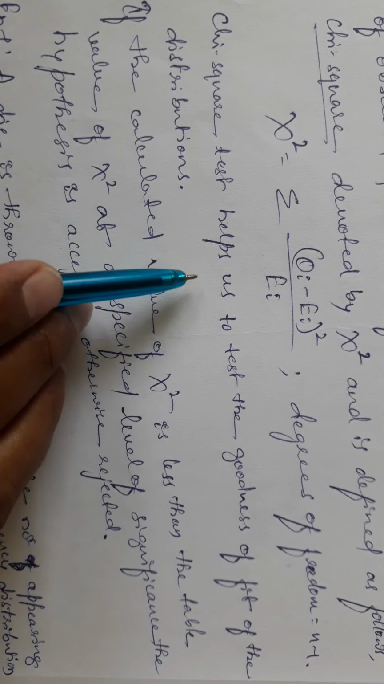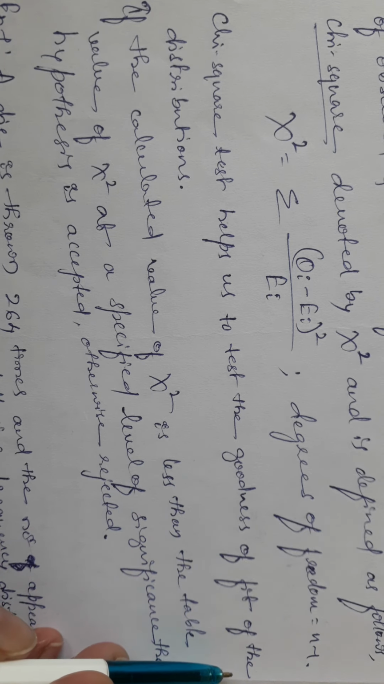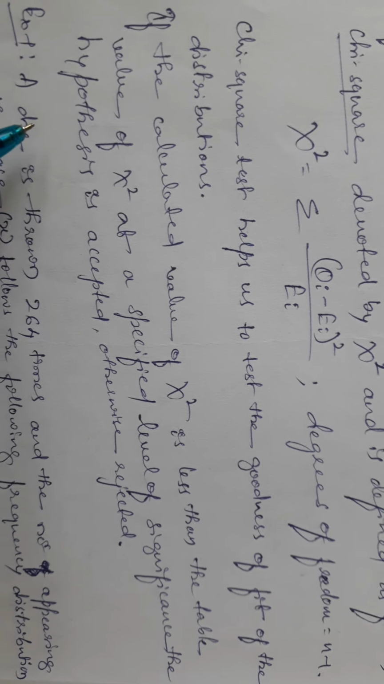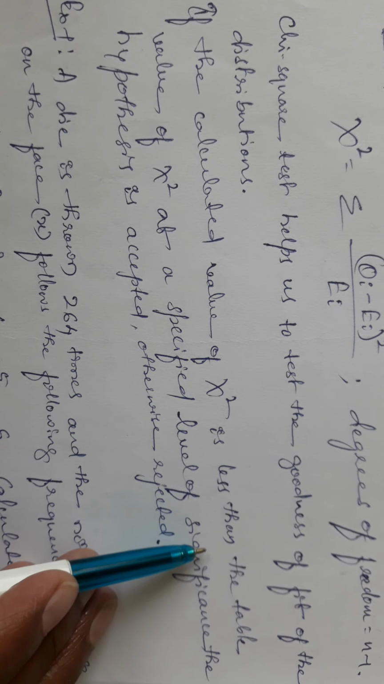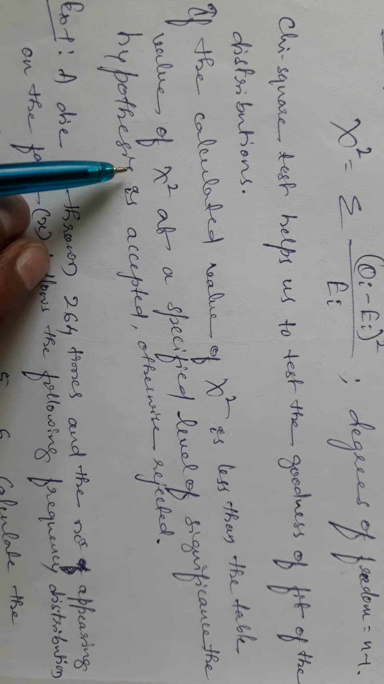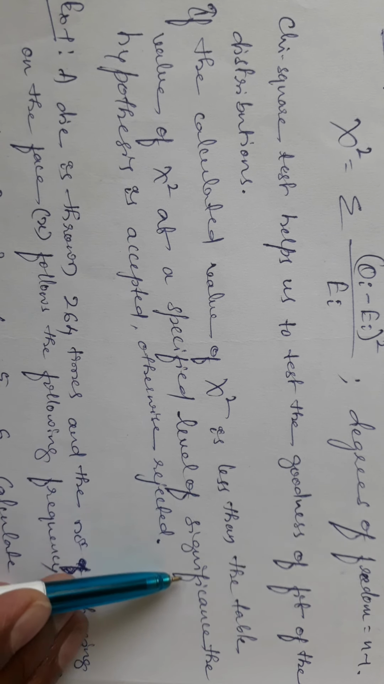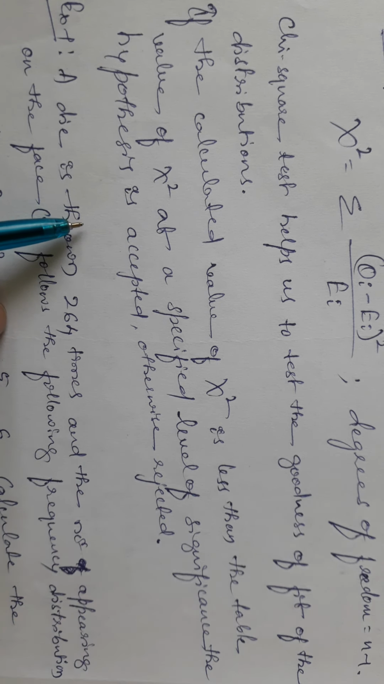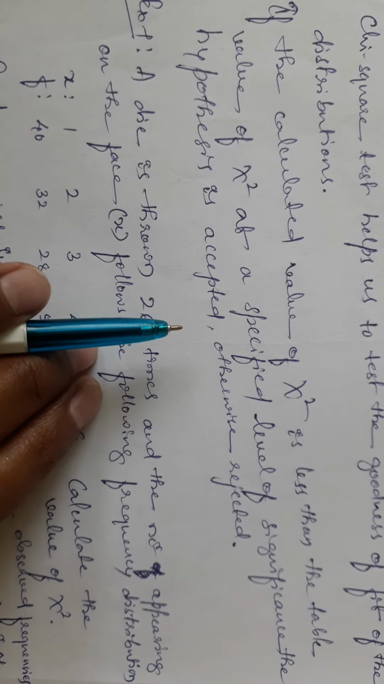The chi-square test helps us to test the goodness of fit of distributions. If the calculated value of chi-square is less than the table value of chi-square at a specified level of significance, the hypothesis is accepted, otherwise it is rejected.